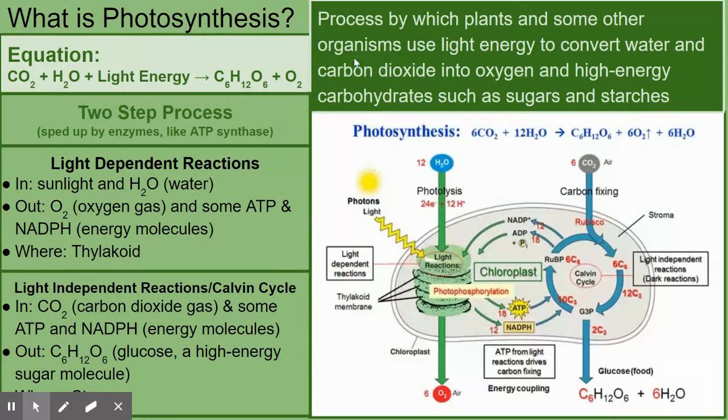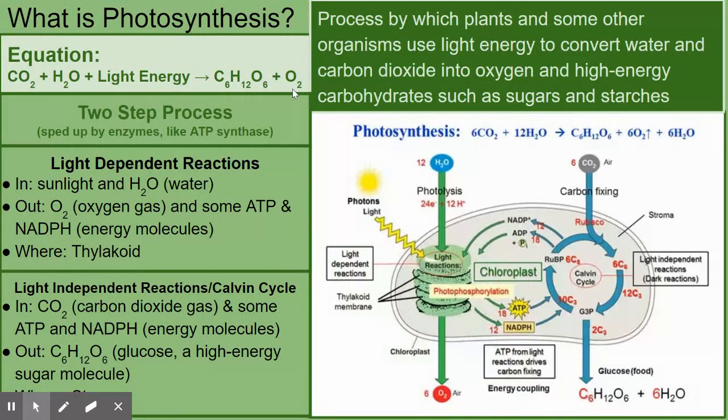So anyway, how does this process happen? Well, there's actually a chemical equation for it. It's CO2, carbon dioxide, plus H2O, which is water, plus some light energy, which we showed in our diagram, gives you glucose, which is a C6H12O6. That means there are 6 carbons, 12 hydrogens, and 6 oxygens, plus O2 gas, which is just oxygen gas.